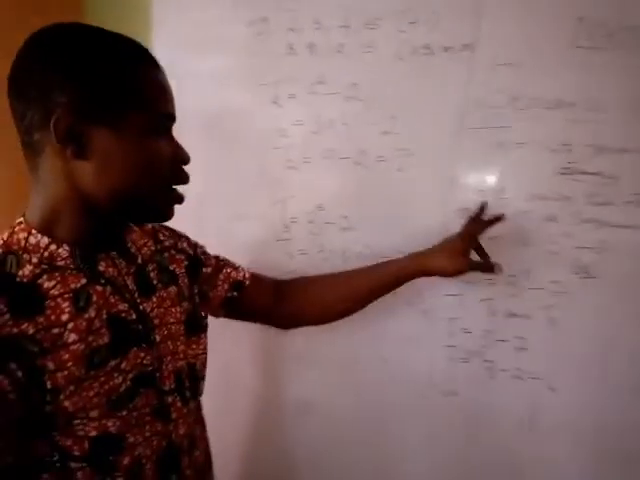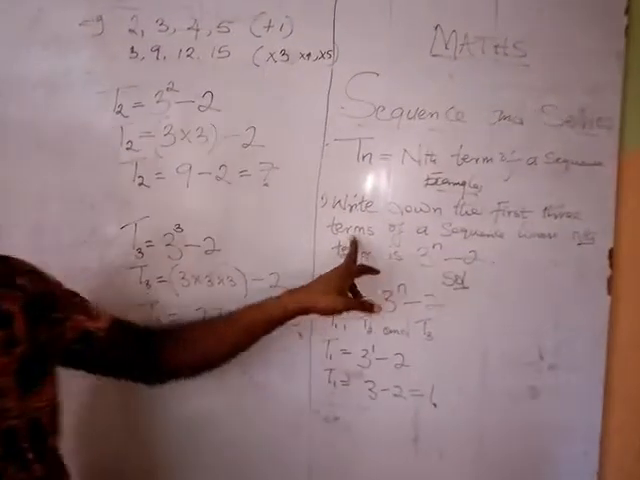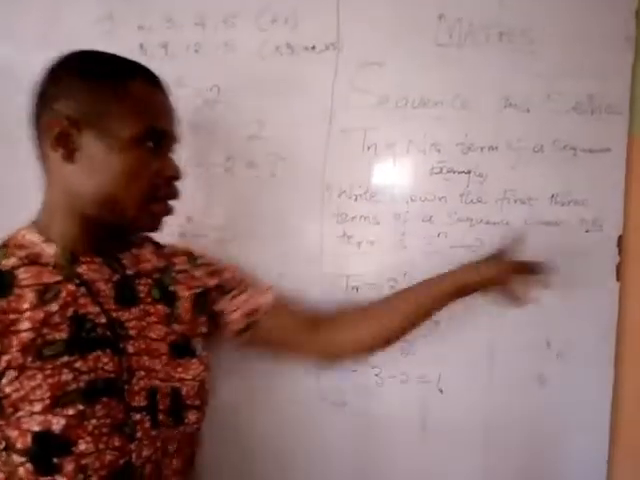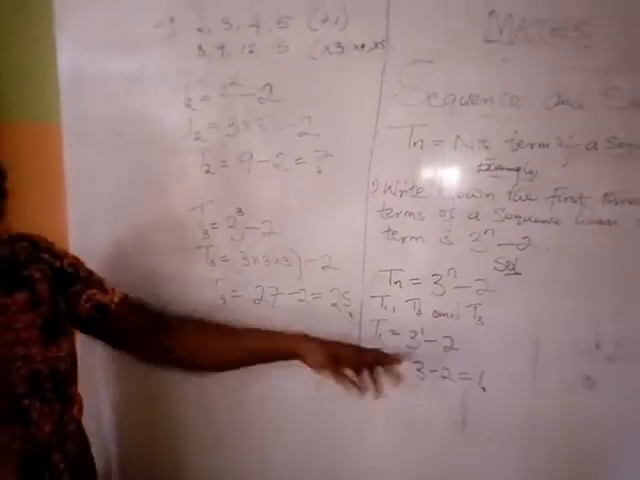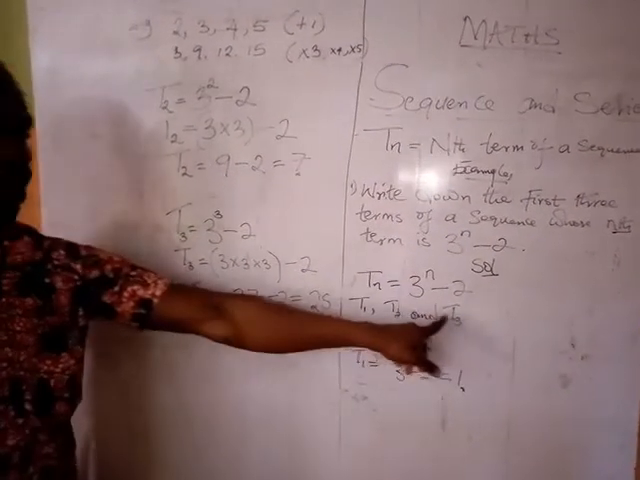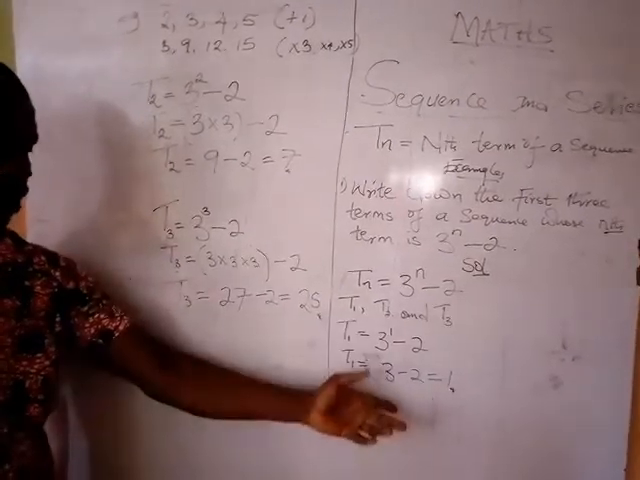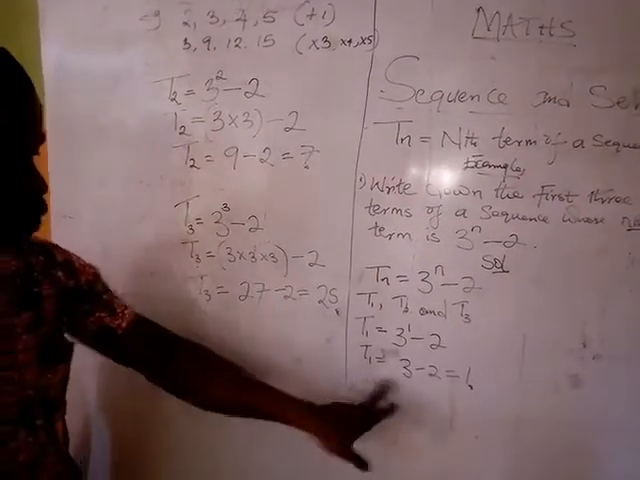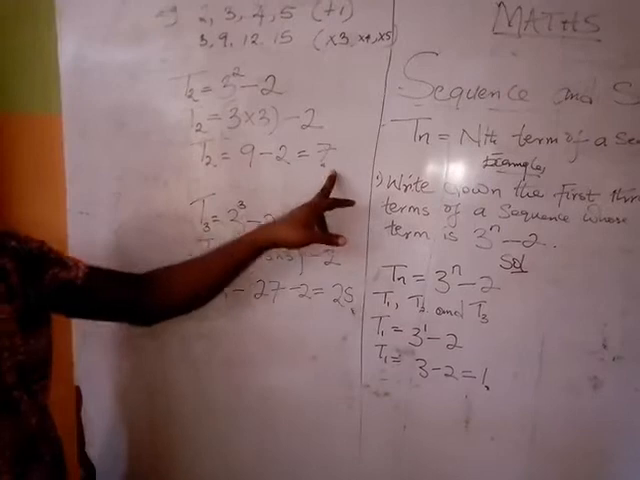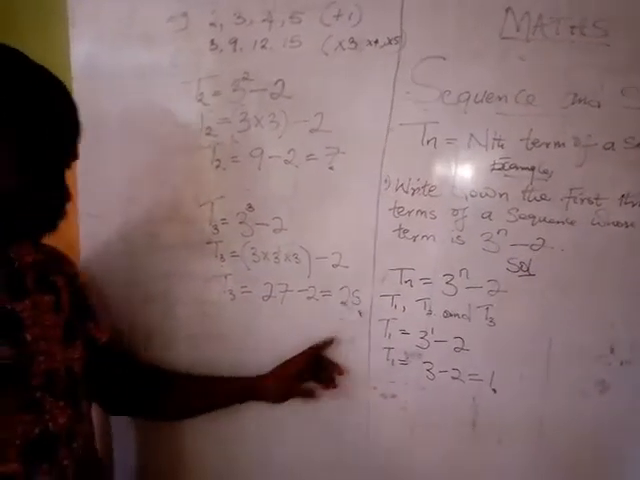Now the question says, write down the first 3 terms. Just mark the words, first 3 terms, which is T1, T2, and T3. So from the answer, we'll just pick the result for T1, the result for T2, and the final result for T3.